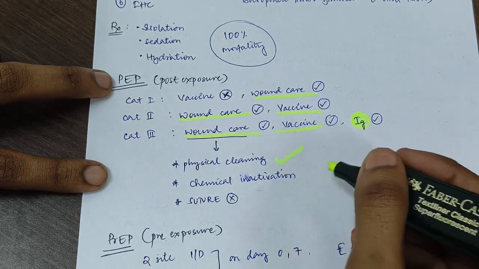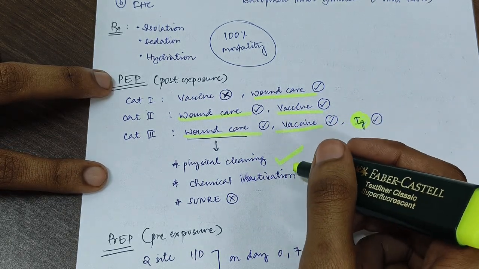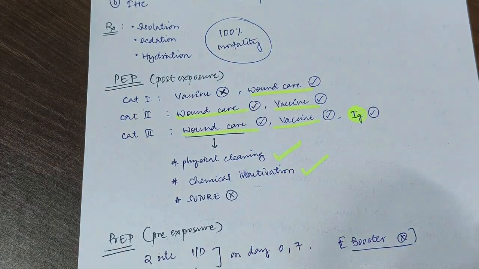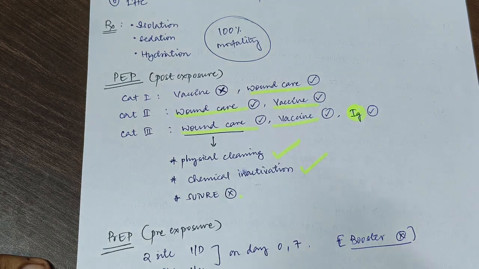Wound care is basically physical cleaning of the wound with fresh running tap water, then chemical inactivation of the viruses by using alcohol related things, but never suture the wound.